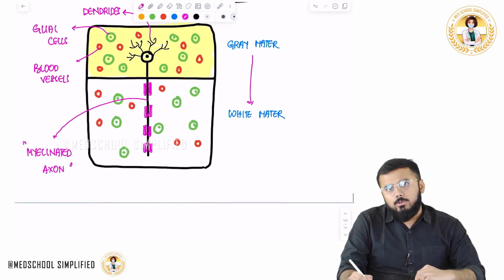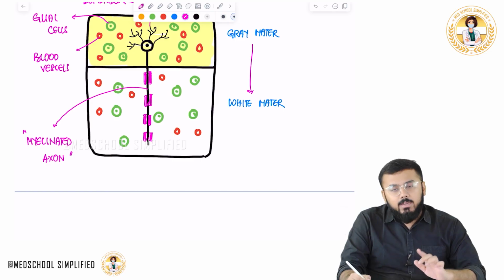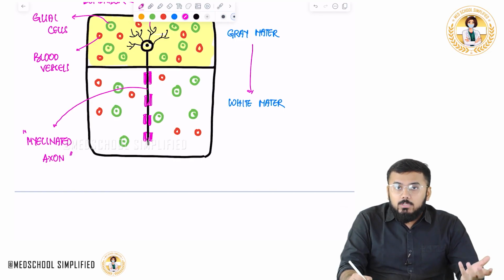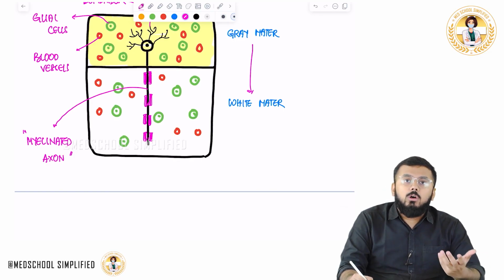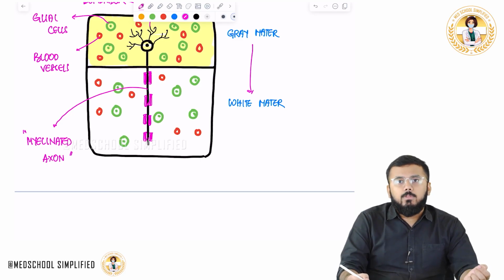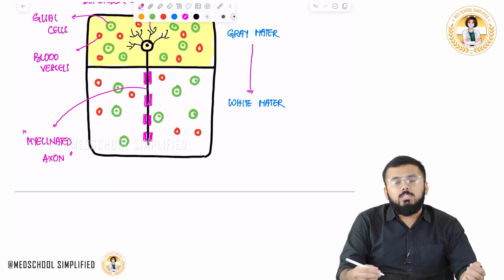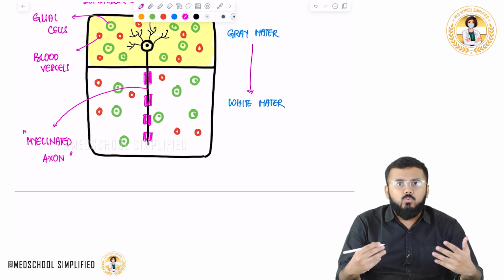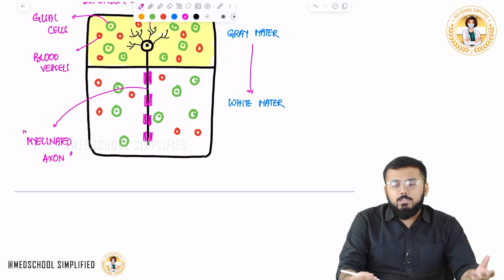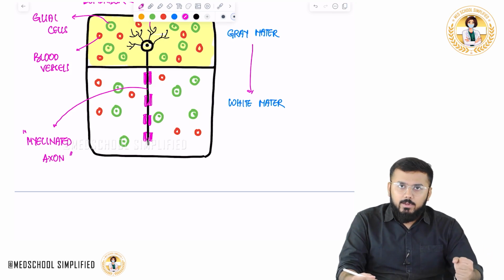Now, an important thing you need to know is why the white matter is white in color. The white matter is white in color just because of the myelin sheath. It is just because of the myelin sheath that the entire white matter is white in color. If there is no myelin sheath, then the white matter will not be white in color.